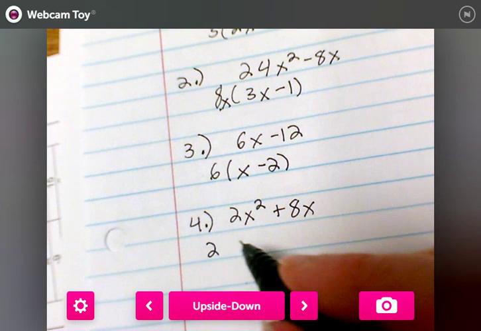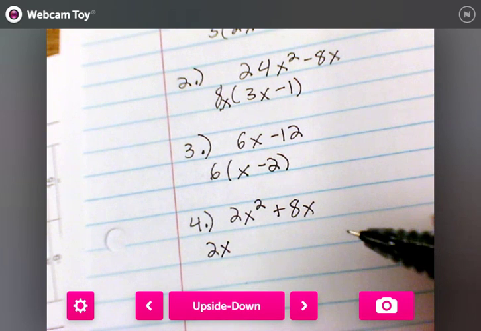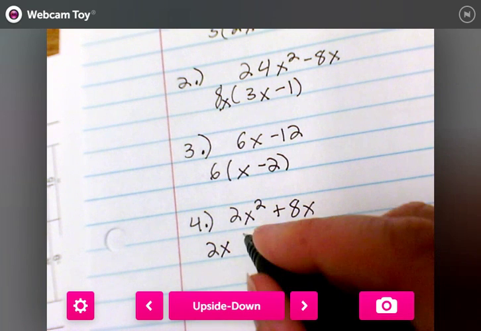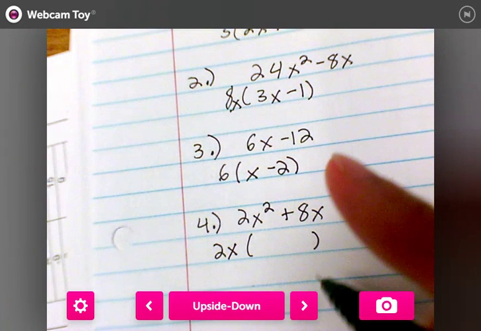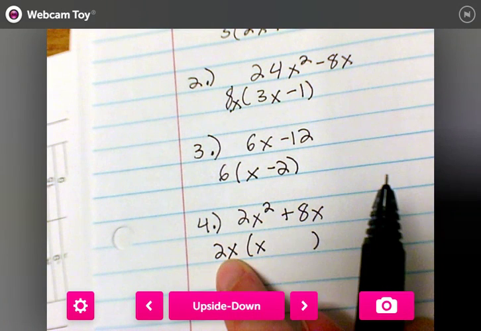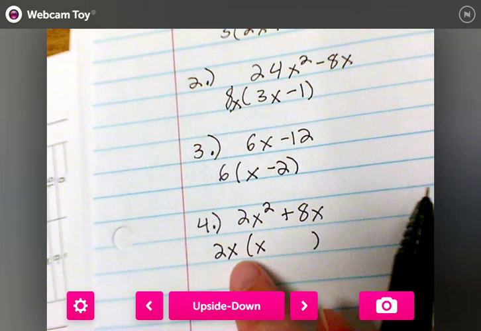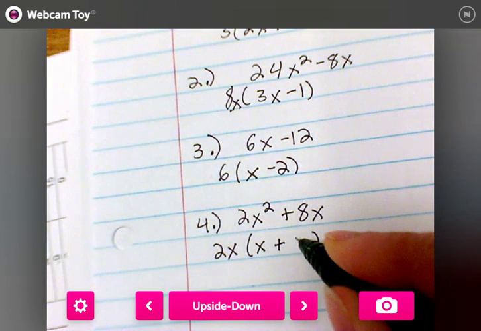We're going to pull out an x. So far, so good? So what am I going to have left over in the inside? You won't have x squared because x times x is x squared, right? X plus 4. Good.